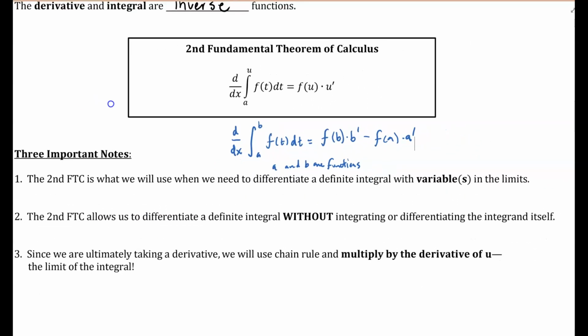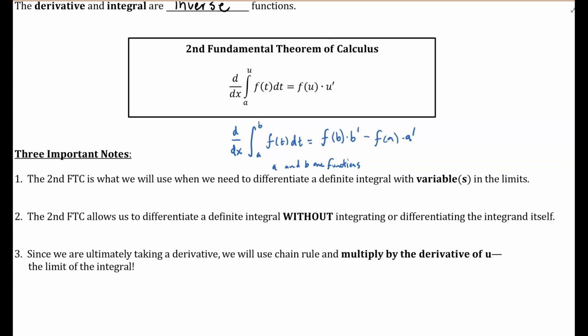All right, so some important notes. One, the second fundamental theorem of calculus is what we use when we need to differentiate a definite integral with variables in the limits. And that's important. If you have variables in the limits and you're differentiating the integral, then you use it. The second fundamental theorem of calculus allows us to differentiate a definite integral without integrating or differentiating the integrand itself.